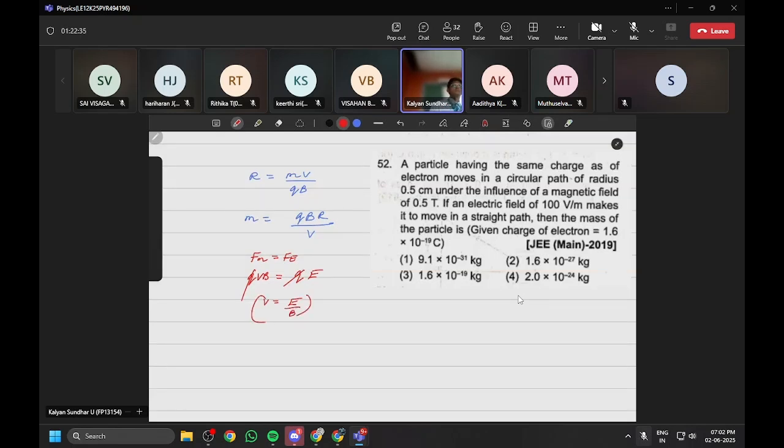Correct, sir. So instead of velocity, what can we put now? qBR divided by E by B, we can put. That is all, you got all the expressions. q is 1.6 into 10 to the power minus 19, magnetic field is 0.5, R is 0.5 centimeter, and magnetic B square, correct, and electric field is 100 volt.